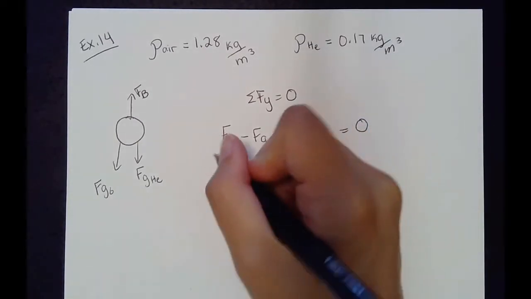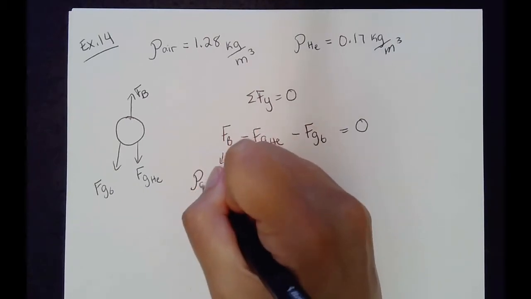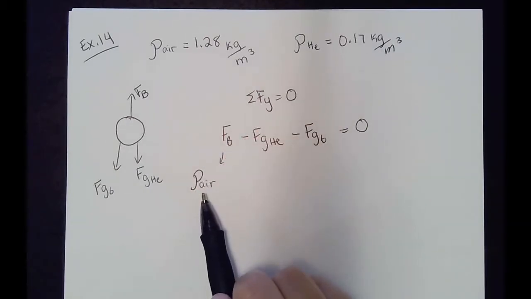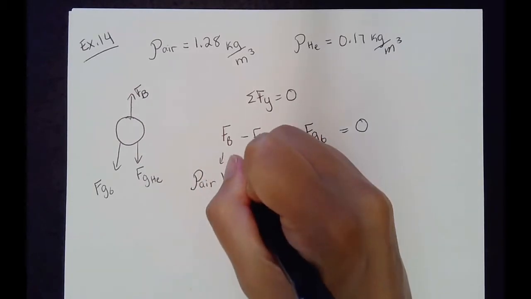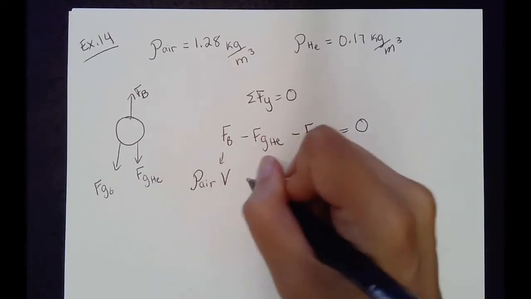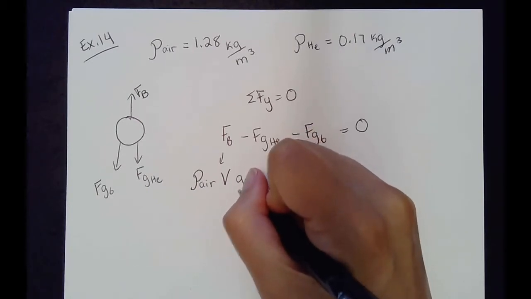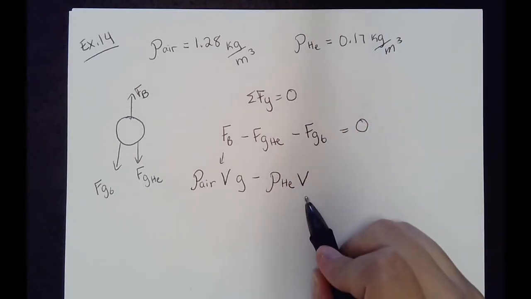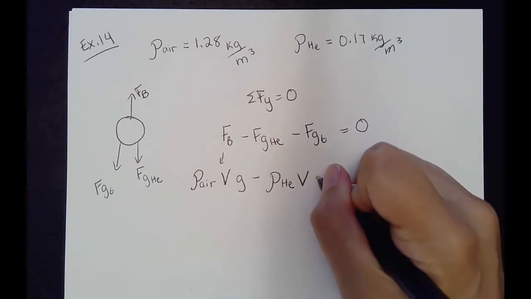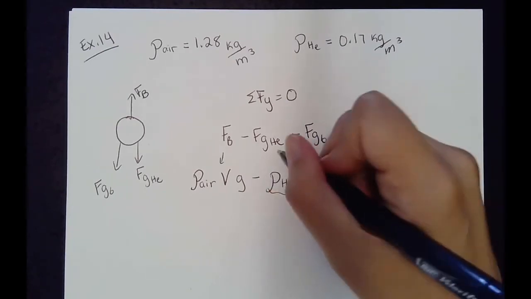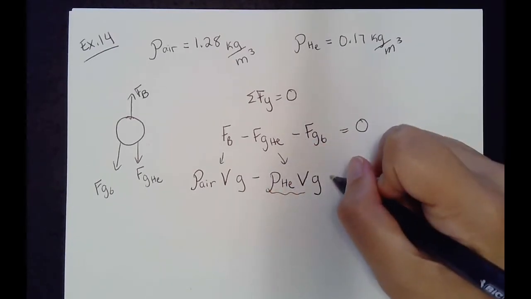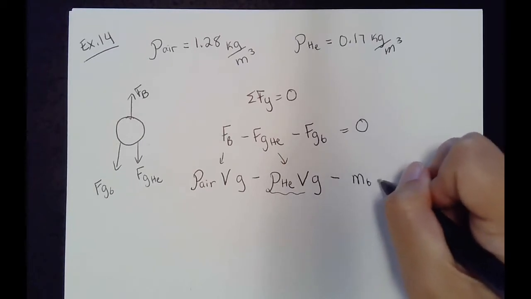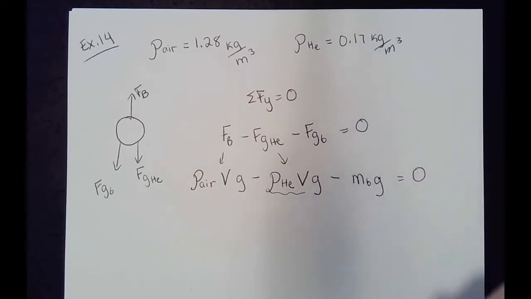And then we'll plug in the buoyant force, which is the density of the fluid, which is air since it's submerged in the fluid, so submerged in air. The volume of the balloon, I'll just leave it as V, g, minus the density of helium, the volume of the balloon. It's the same volume because the balloon is completely submerged in air, g, so this is the mass of the helium here for this term. And then minus the mass of the basket times g equals 0.